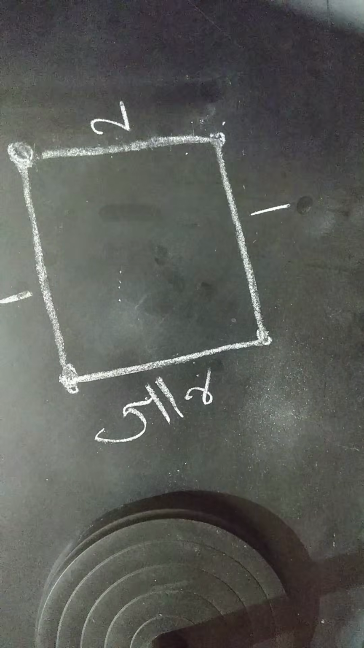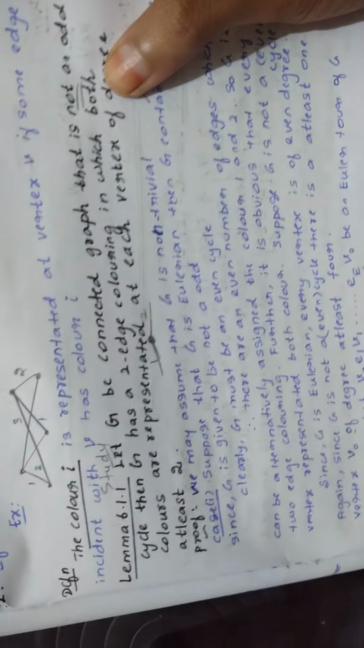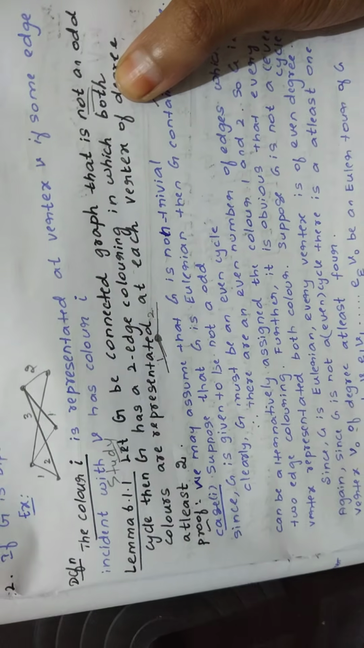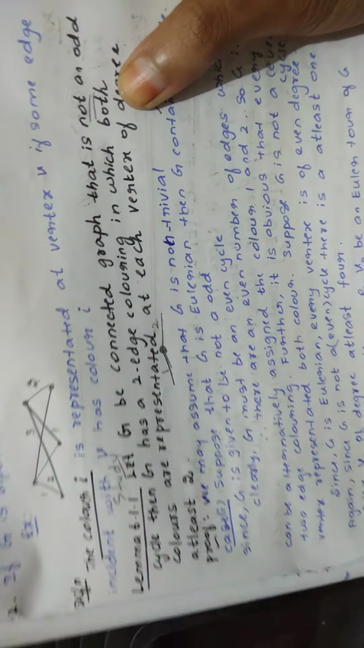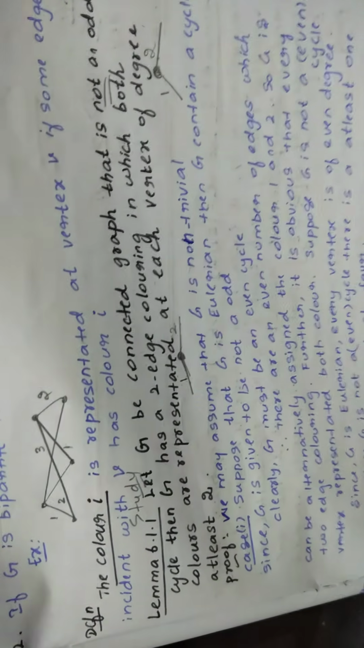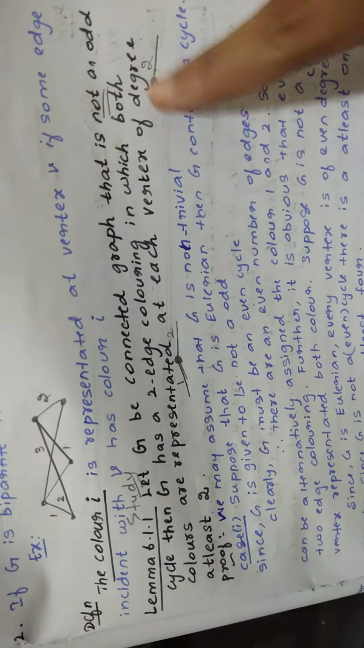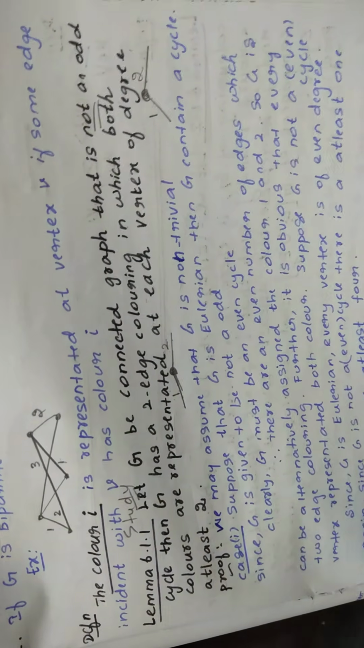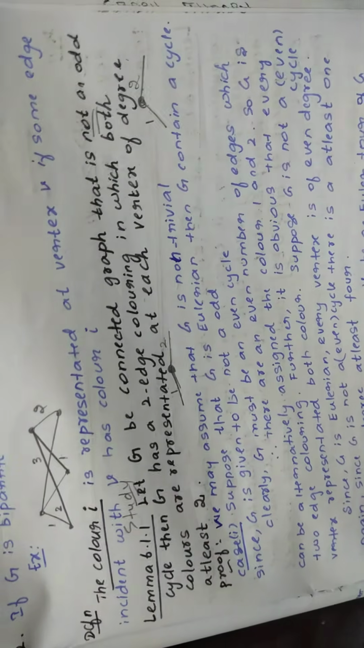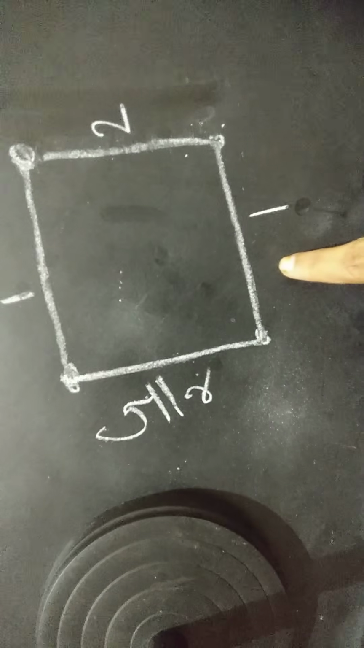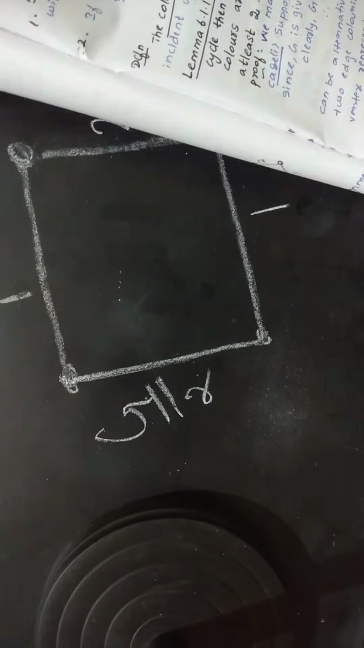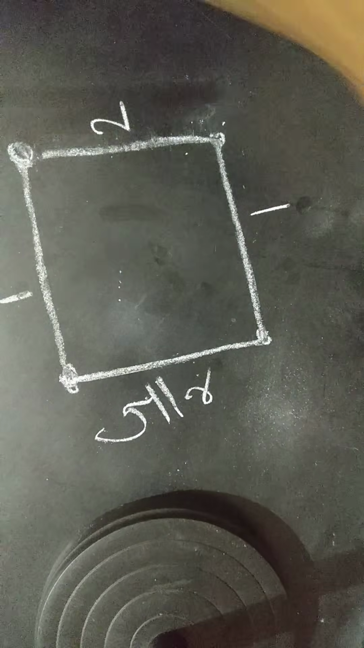For every vertex, look at this, both colors are represented at each vertex. At each vertex, these 2 colors should be represented, and the degree of the vertex should be at least 2. So all the conditions are satisfied in this figure, right? So let us prove it.